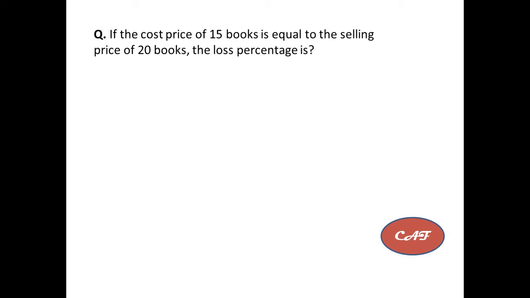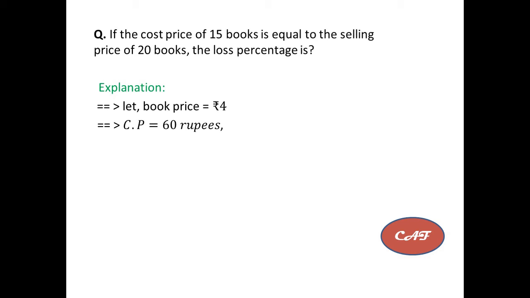Next question. If the cost price of 15 books is equal to the selling price of 20 books, what is the loss percentage? Here he bought 15 books at some cost. At the same time he sold them, but at the cost of 20 books. So definitely he will get loss only. Okay, let's see. I am assuming one book's price is equal to 4 rupees. Why I take 4 rupees, I will tell later. So the cost price of 15 books will be 15 into 4, 60 rupees.